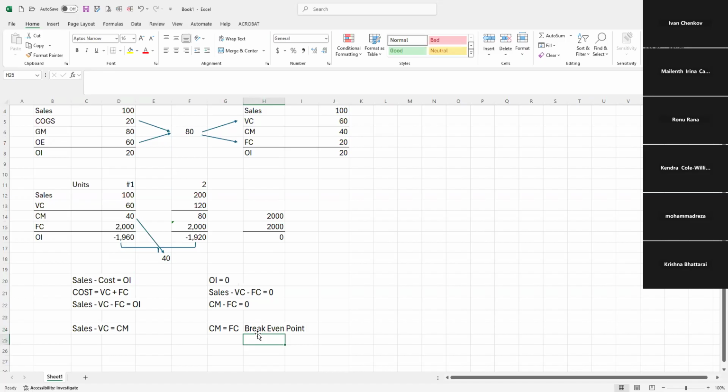You're not losing money, you're not making money, but you're covering your cost. How can we do that? Well, before we go there, let's do something else. Let's go here and see what else we can get from here.